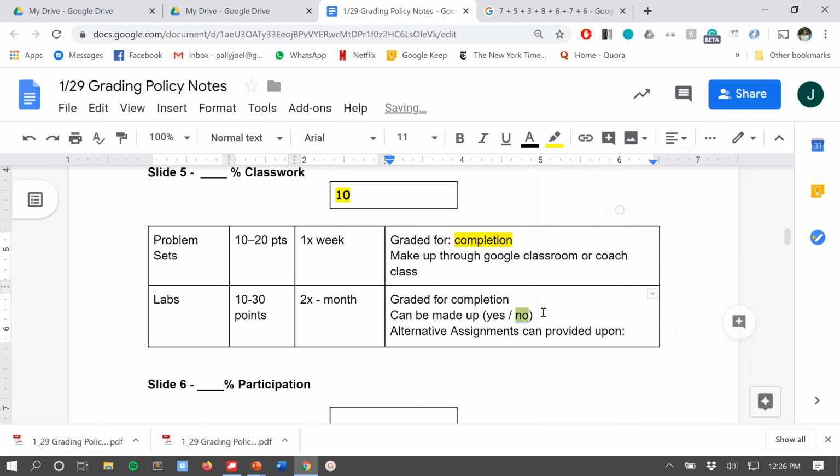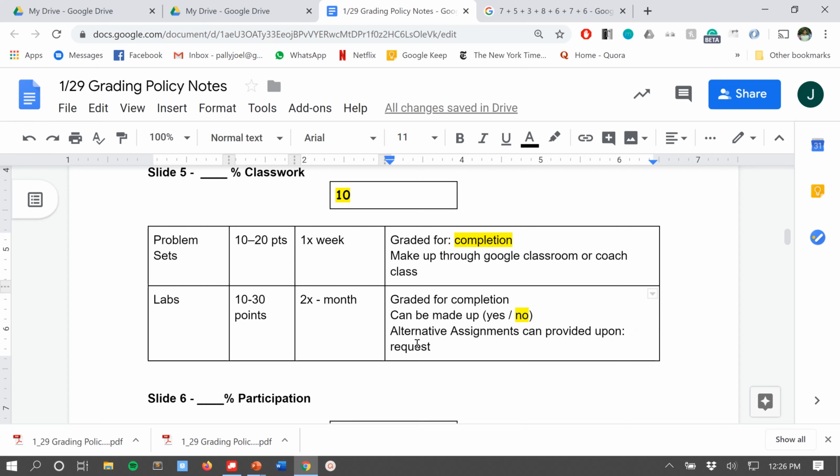The reason for that is labs take a lot of setup. You got to be there the day that I've set up the lab to do it. So you can't make up a lab directly. However, if you are really trying to bring your grade up and you want to do an alternative assignment, I will provide you an alternative assignment upon request, which means you got to ask me for it. You got to be proactive and ask for an alternative assignment. I can make you one. It's usually going to take the form of a research paper.